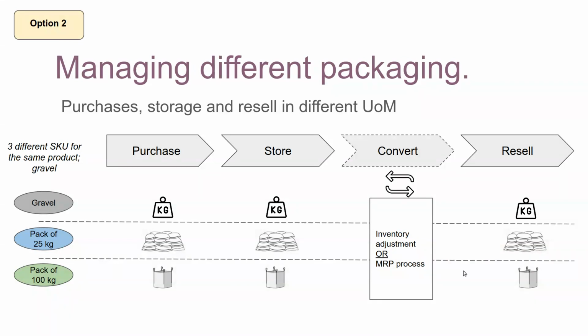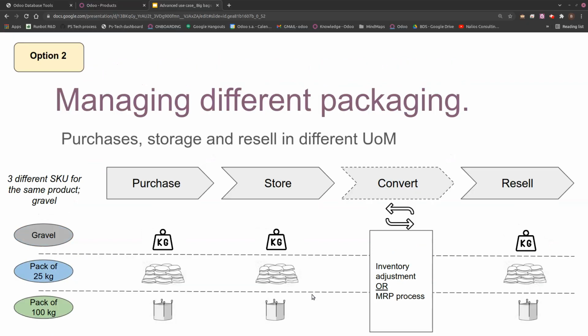When we need to convert from one to the other unit of measure, we will either be able to use the inventory adjustment or to make use of the MRP process to convert from one to the other. Let's jump into a database to see how this could work.